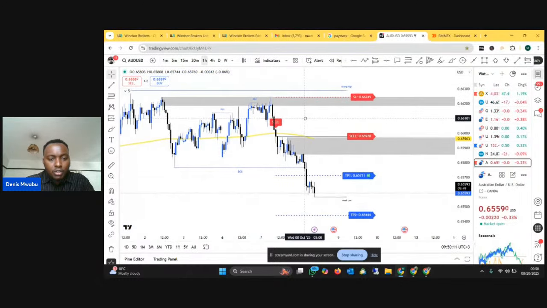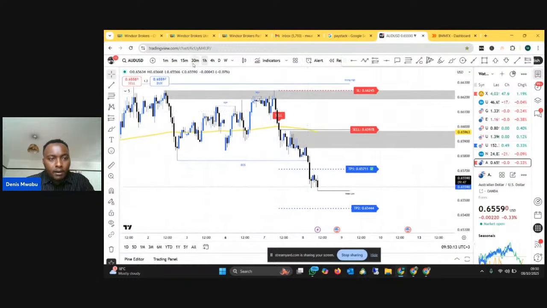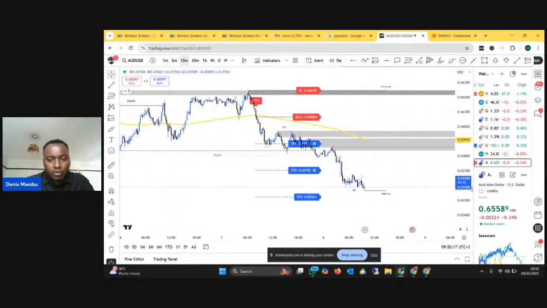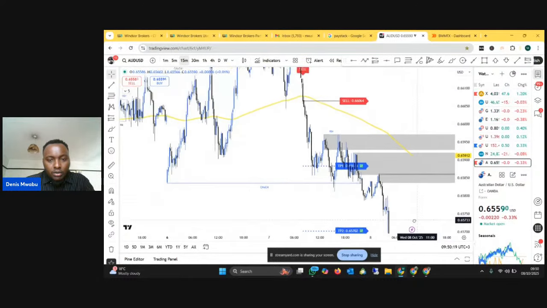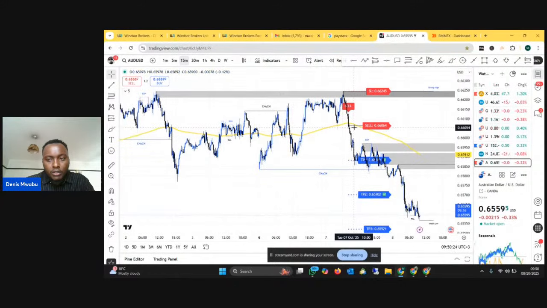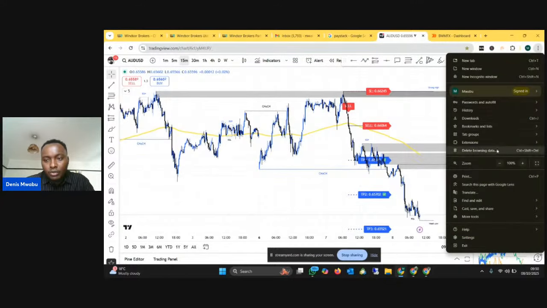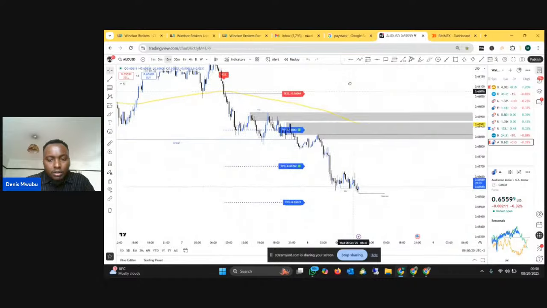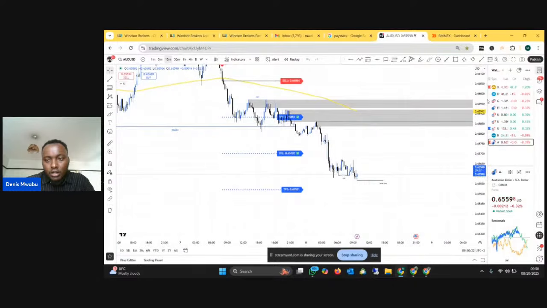So we'll come to AUD USD, and you want to take a look at the AUD USD sell. On the AUD USD sell, it has already gone, guys. The sell was supposed to be from all the way this area here. That was AUD USD sell.